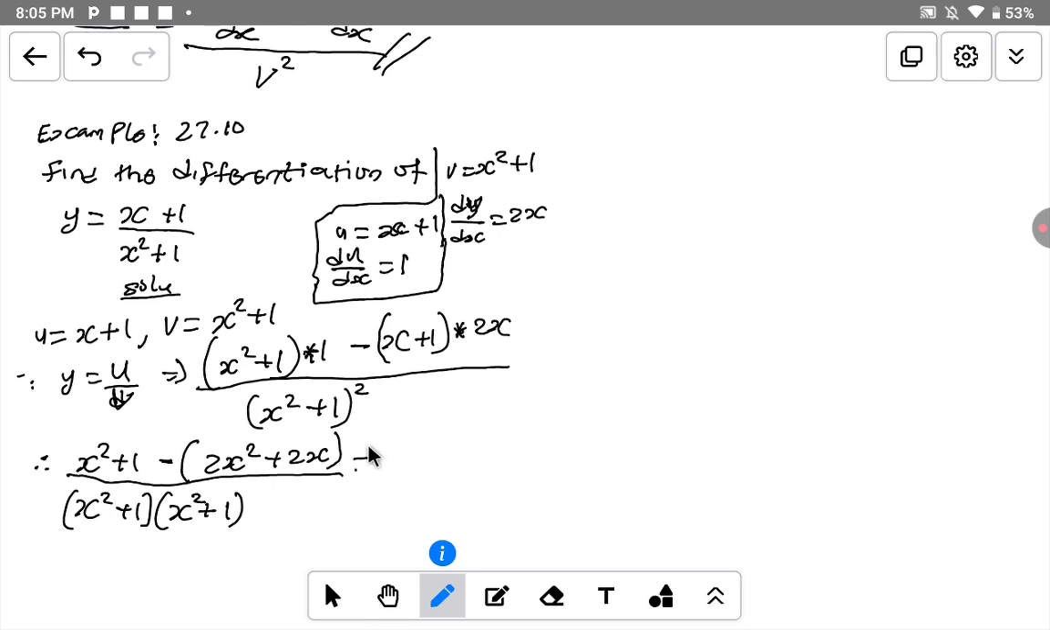Now if we open the bracket here, we have s squared plus 1, minus 2s squared, minus times plus gives us minus 2s, and everything is divided by the denominator. Let's do the same thing to this place and open this bracket. s squared times s squared is equal to s with power of 4.